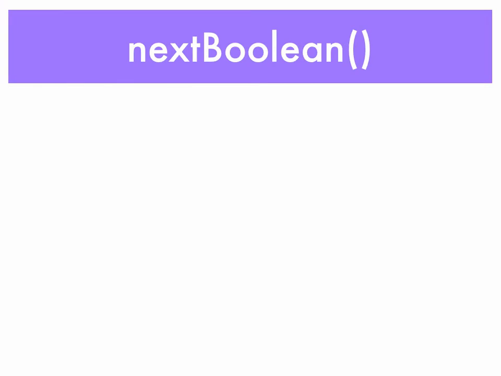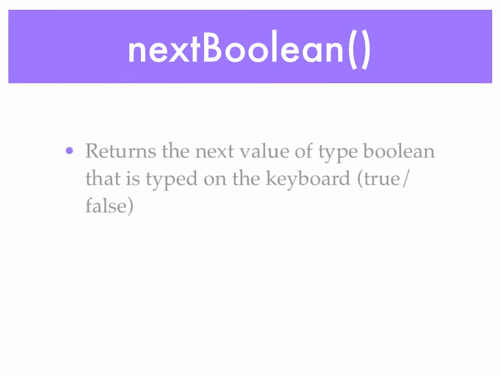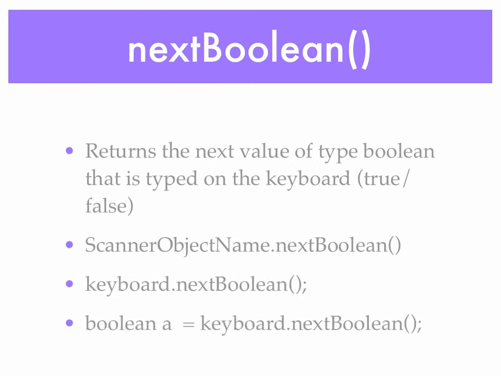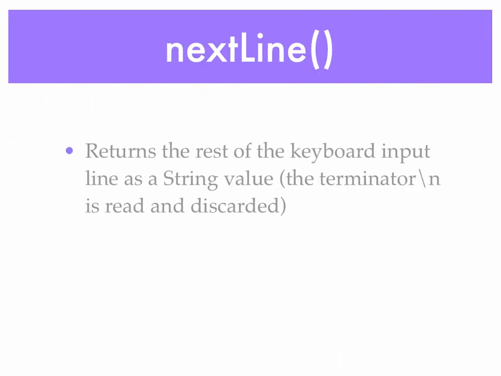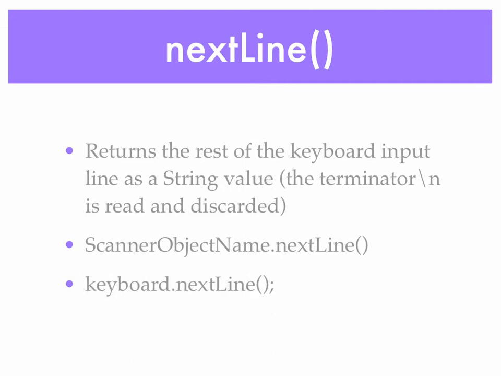We have a method nextBoolean, and it returns the next value of type boolean that's typed onto that keyboard. We call it in the usual fashion, and we save what is returned into a variable of type boolean. We've got nextLine, and nextLine returns back the rest of the keyboard input as a string value, goes up to the end of the line, sees the terminator, and discards it. We call it in the usual fashion, in our example keyboard.nextLine, and it will return back a string, and we'll save what's returned back into that string.